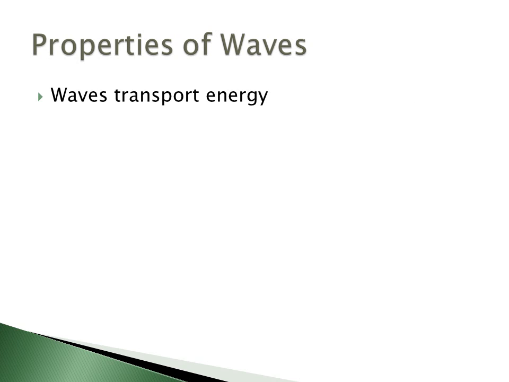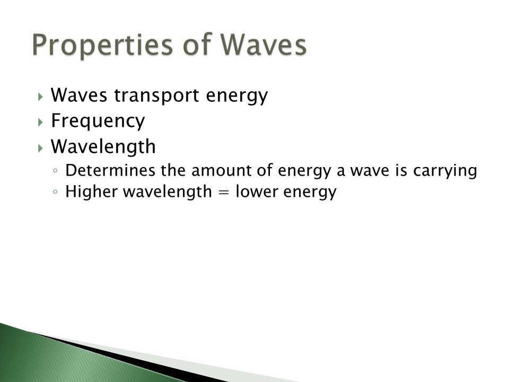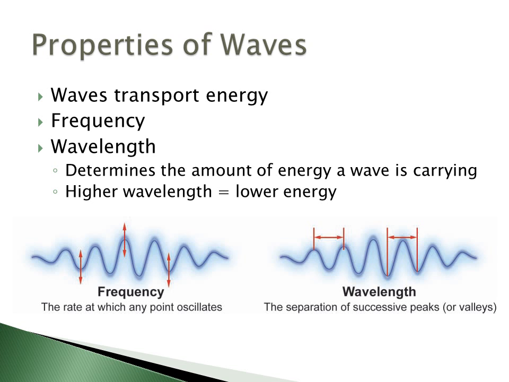And so if we think of electrons as waves, we need to understand what properties waves have so we can help explain how electrons behave. Remember that waves transport energy. It's their sole purpose. And waves have frequency. They also have wavelength. Frequency tells us how fast a wave is hitting a particular point, and wavelength determines how much energy a wave can carry. Higher wavelengths mean lower energy, and lower wavelengths mean higher energy. So again, frequency is the rate at which your wave is moving. Wavelength is just the distance between peaks or valleys.